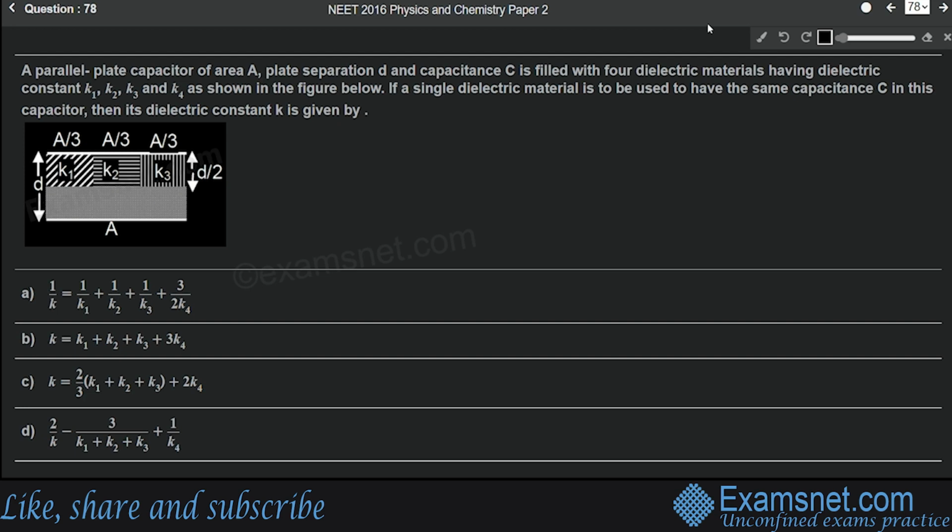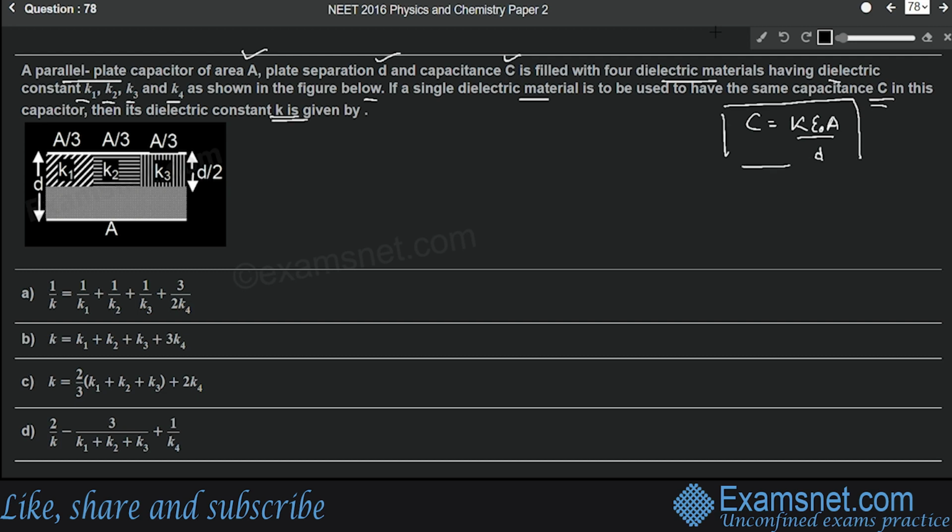Question number 78 is from the chapter Electrostatic Potential and Capacitance, and the question is, a parallel plate capacitor of area A, plate separation D and capacitance C is filled with four dielectric materials having dielectric constants K1, K2, K3 and K4 as shown in the figure below. If a single dielectric material is to be used to have the same capacitance C in this capacitor, then its dielectric constant K is given by. So what is the formula for capacitance? That is equal to K epsilon naught A by D, where A is the area and D is the distance.